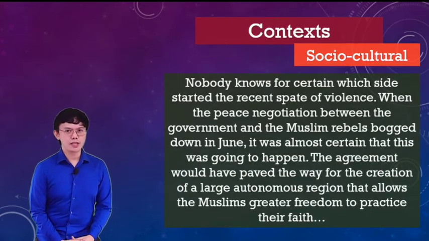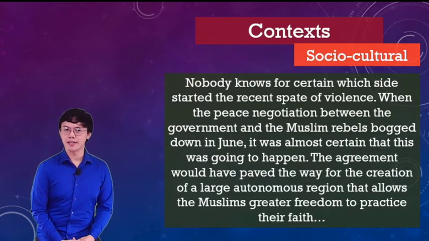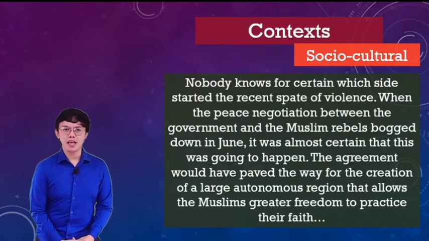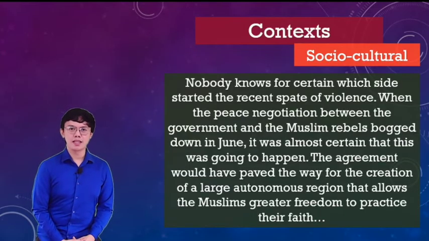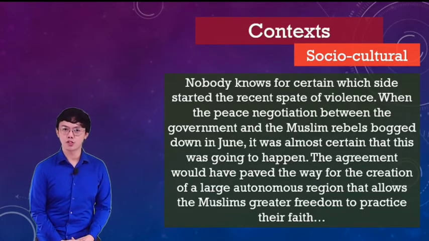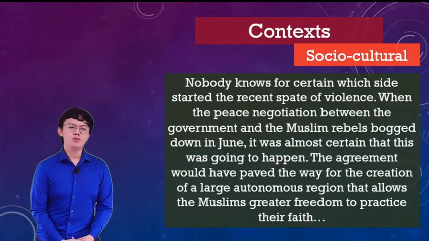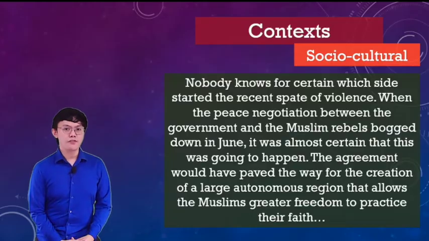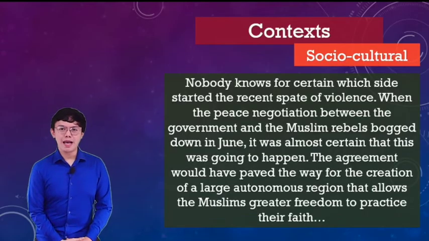Nobody knows for certain which side started the recent spate of violence. When the peace negotiation between the government and the Muslim rebels bogged down in June, it was almost certain that this was going to happen. The agreement would have paved the way for the creation of the large autonomous region that allows the Muslims greater freedom to practice their faith. And we know the rest of the story. What did we learn in this passage?